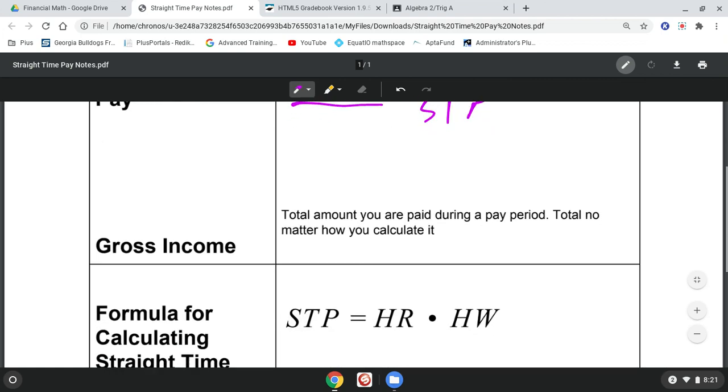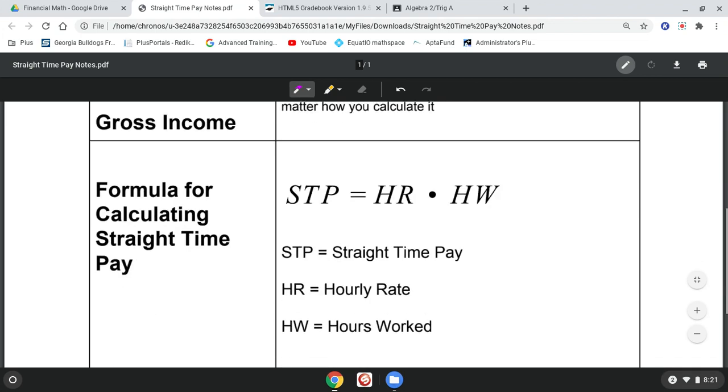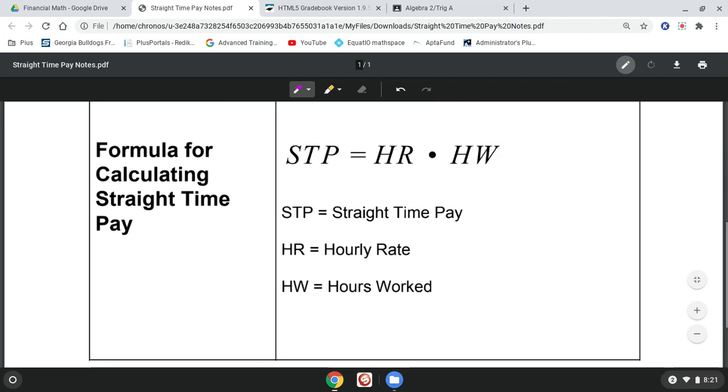And then gross income is usually what they use, it's like before taxes what you get paid. So it's the total amount no matter how you calculate it. So you'll see people say, my gross income is 40,000. That means just before taxes, no matter how you calculate it, that's your pay. So then the formula for calculating straight time pay: straight time pay is going to be equal to the hourly rate times the hours worked.